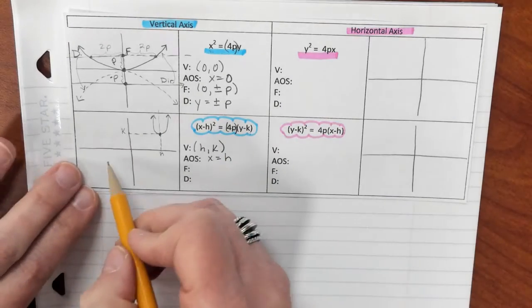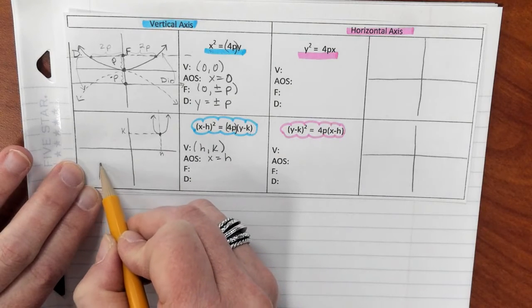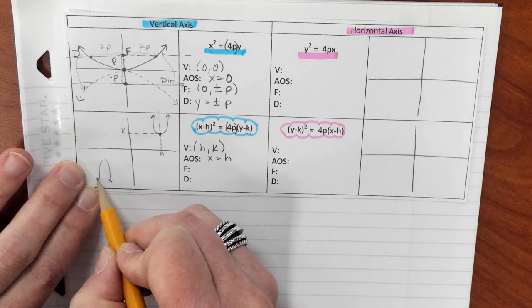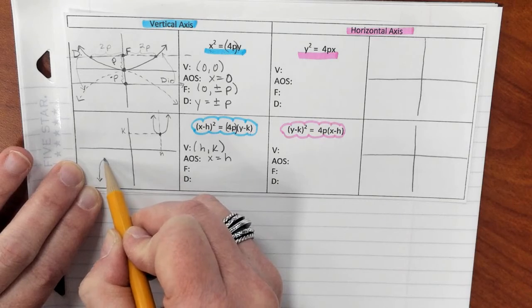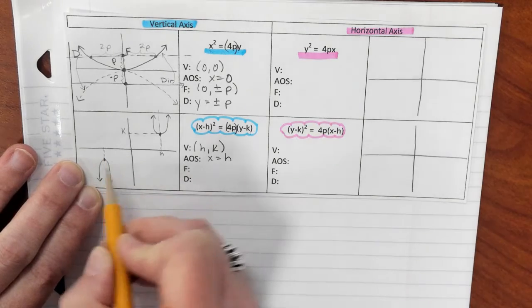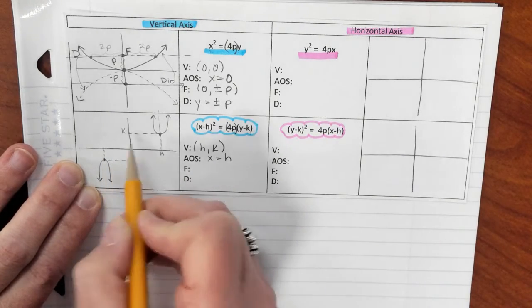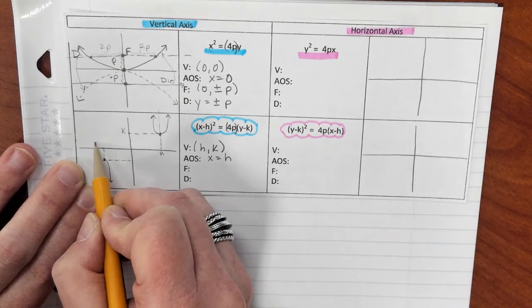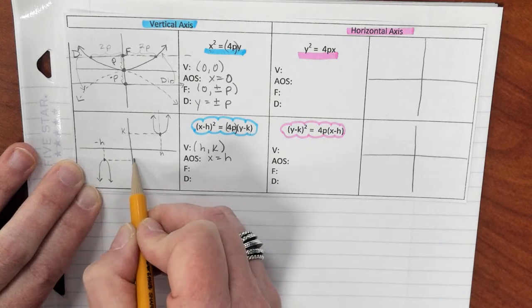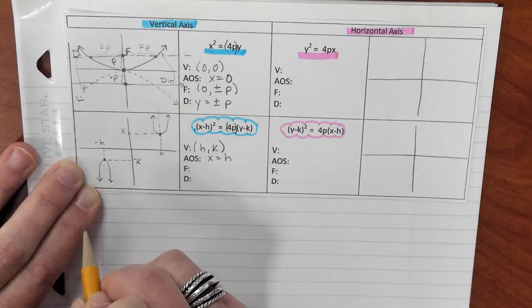Let's take another one over here. Let's draw a parabola going down. Here's my new vertex. Okay, I came over negative h. I went down negative k. Right?